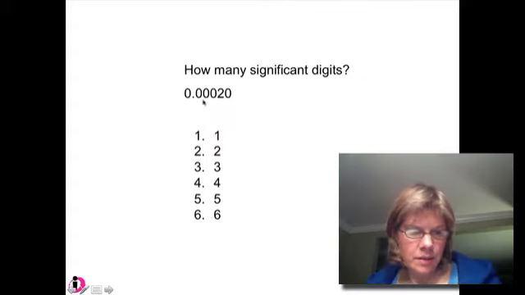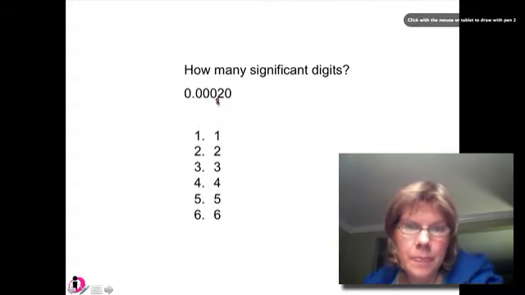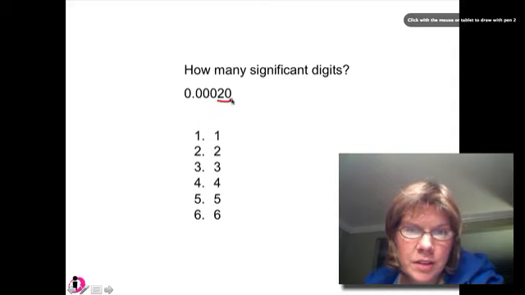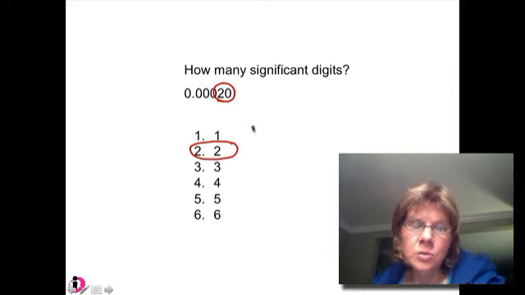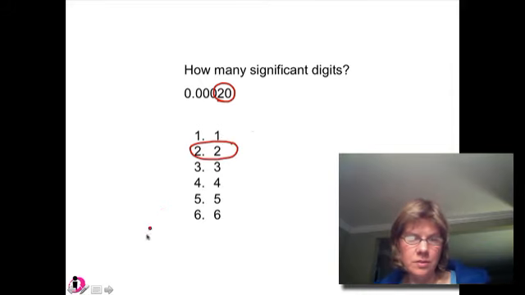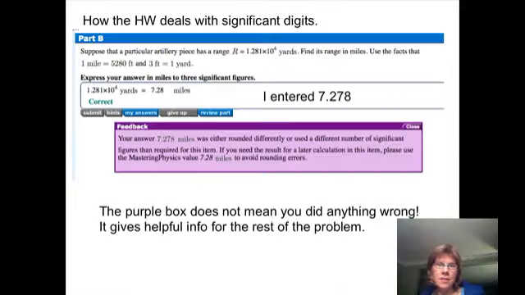The only ones that are significant are just these 2. These 3 zeros and this one, so these 3 ahead of the 2 and these other 4 are all insignificant. So this one has 2 significant digits also. This is how your homework deals with significant digits.